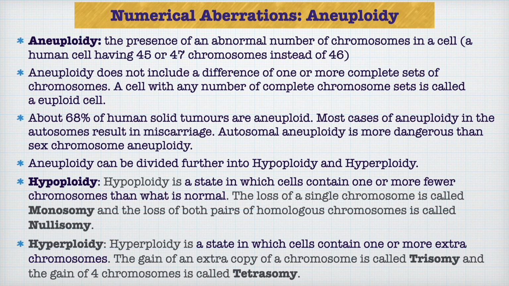Numerical aberration, aneuploidy. Aneuploidy is the presence of an abnormal number of chromosomes in a cell. For example, a human cell having 45 or 47 chromosomes instead of the usual 46. It does not include a difference of 1 or more complete sets of chromosomes. A cell with any number of whole sets of chromosomes is called a euploid cell. About 68% of human solid tumors are aneuploid. Most cases of aneuploidy in autosomes result in miscarriage. Autosomal aneuploidy is more dangerous than sex chromosome aneuploidy.